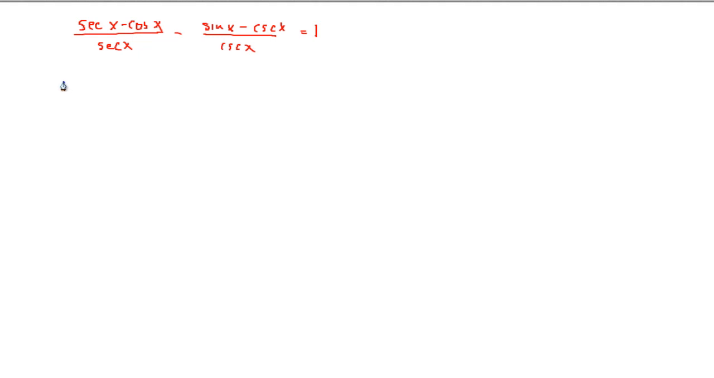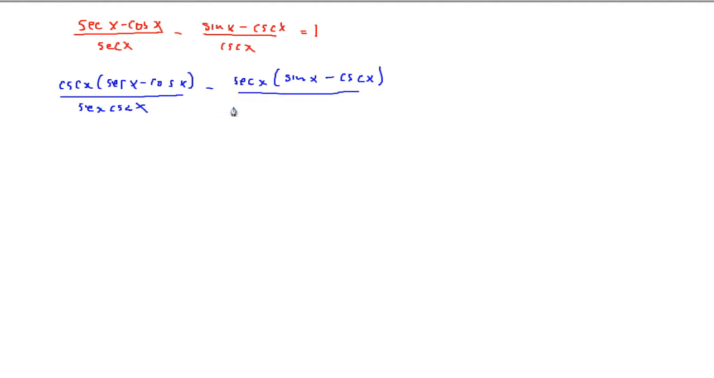So that gives us cosecant x multiplied by secant x minus cos of x over secant x cosecant x, minus secant x multiplied by sin of x minus cosecant x over secant x cosecant x.